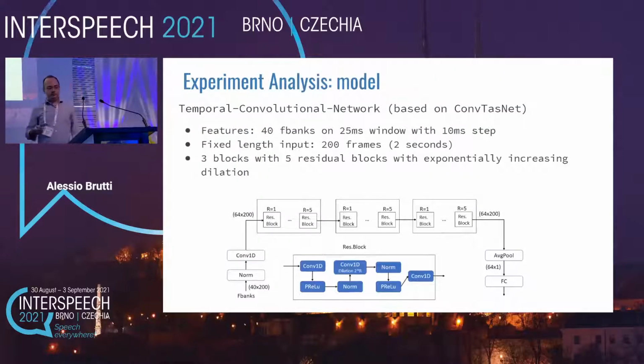Okay, very quickly, the model that we implemented is a temporal convolutional network based on convolutions. So there are 40 filter banks as input. The network takes a fixed length input, 2 seconds. And of course, the core of the architecture is the sequence of residual blocks with exponentially increasing dilation.